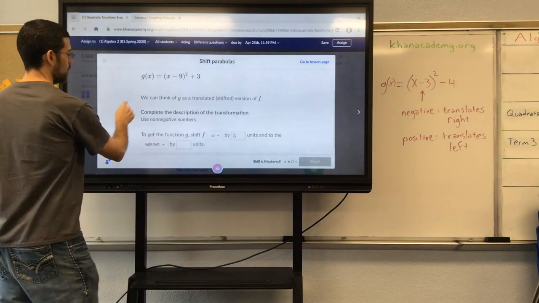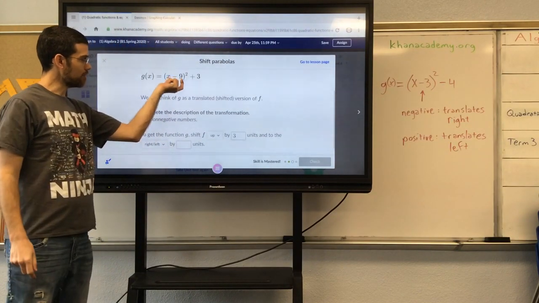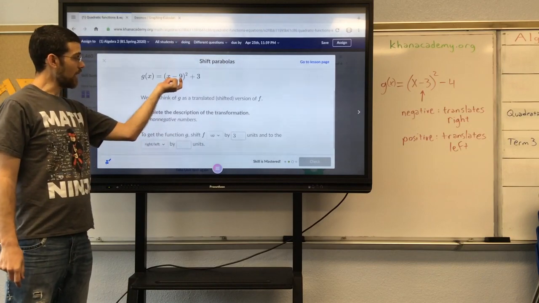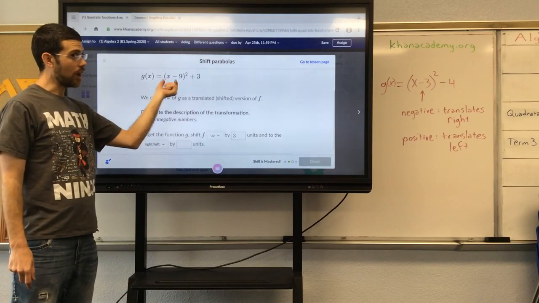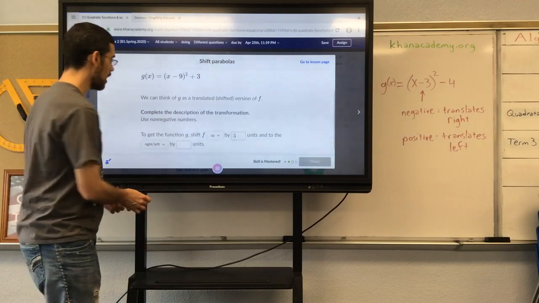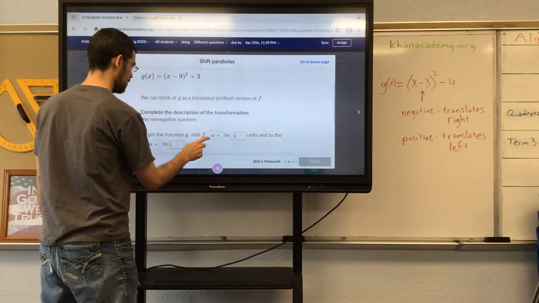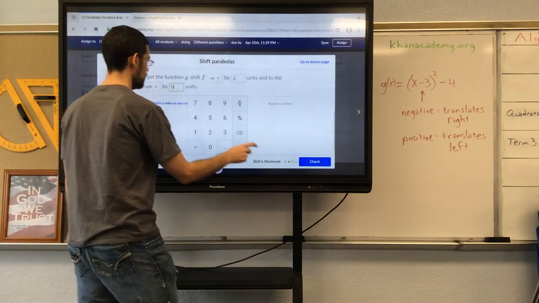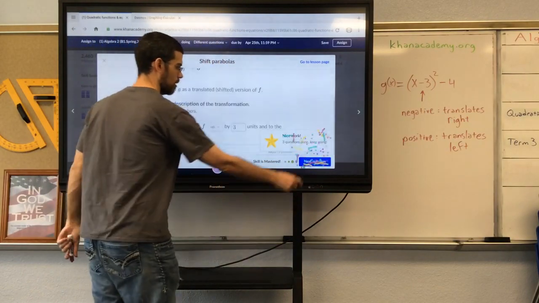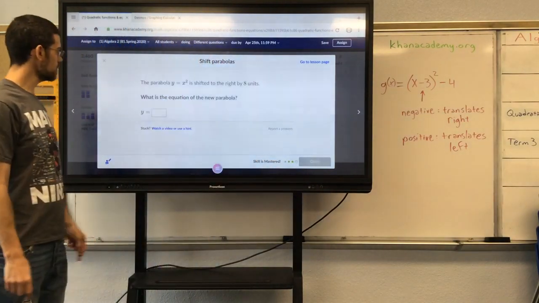And remember, it's the opposite of negative 9. It is shifted right by 9 units. Shifted right by 9 units. Excellent. Next one.